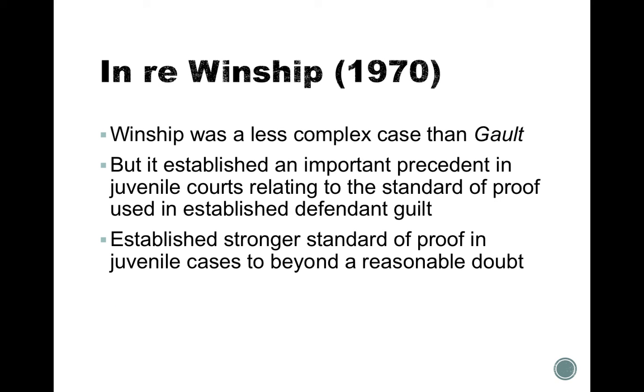1970, In re Winship is a little less complex than Gault, but it established an important precedent relating to the standard of proof. Prior to this, the standard of proof in a juvenile court was much lower, and this established the same standard of proof we have in adult court, which is beyond a reasonable doubt.